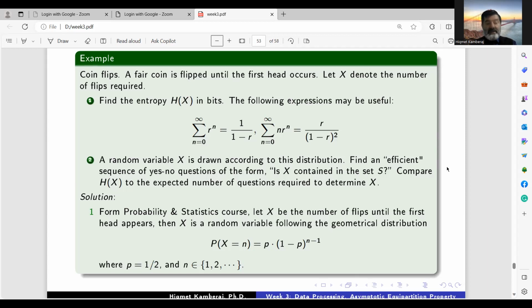A random variable x is drawn according to this distribution. Find an efficient sequence of yes/no questions of the form, is x contained in the set S? Compare h of x to the expected number of questions required to determine x.